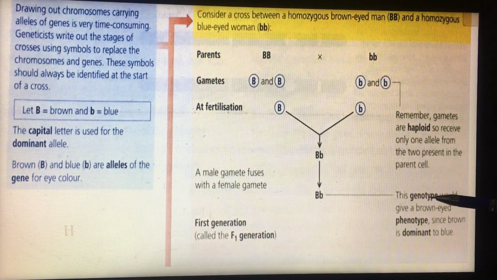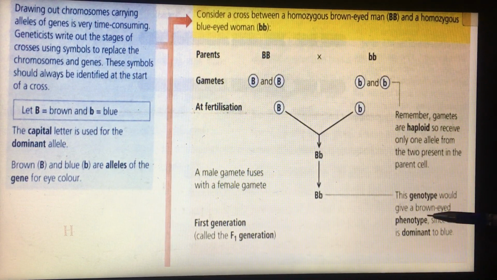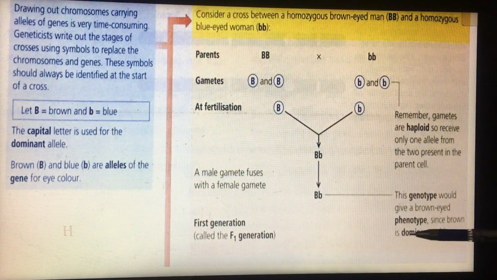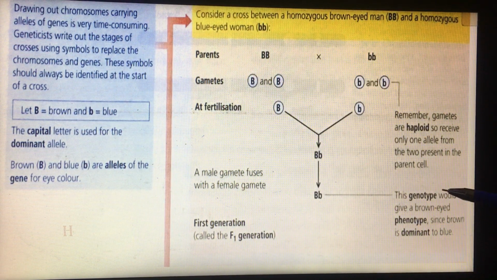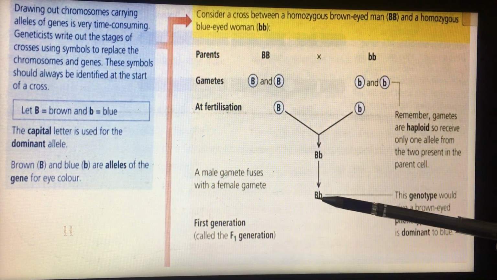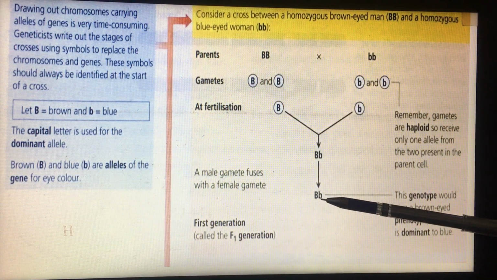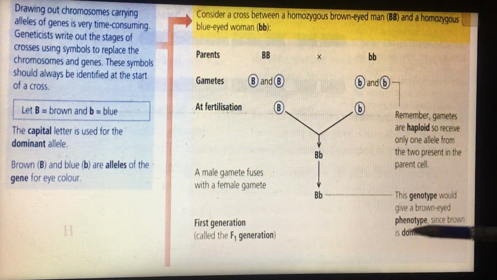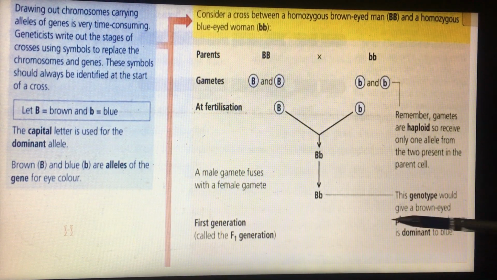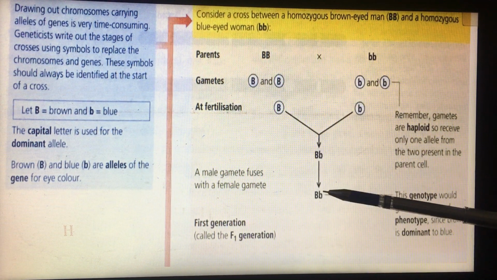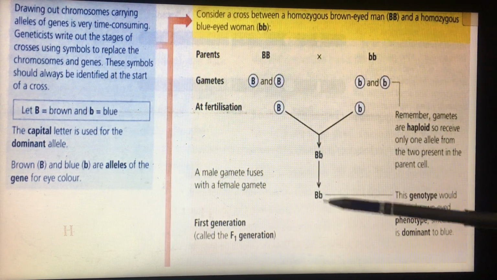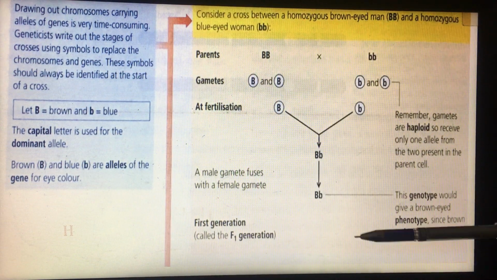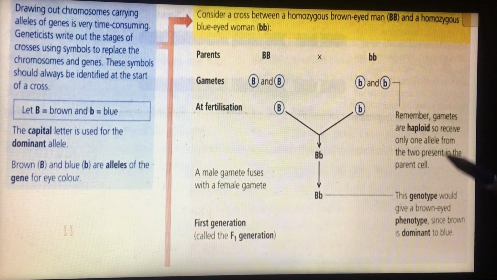And this genotype will tell us what the phenotype is. Okay? The genotype tells us what the phenotype is. So if we have one dominant in the genotype, the characteristic or the feature will be as the dominant. So the dominant here is brown, so all the genotypes will give the feature brown for the new offspring.